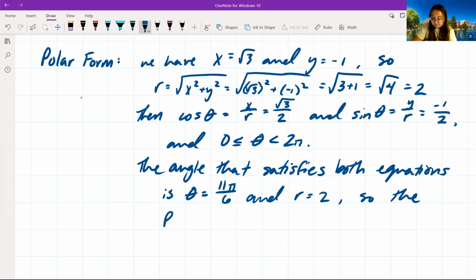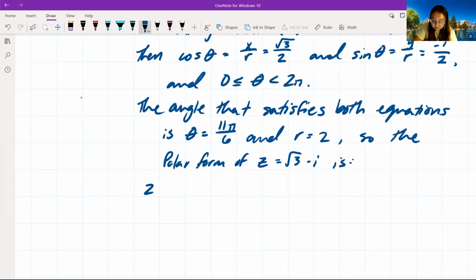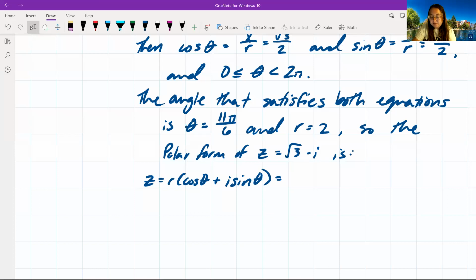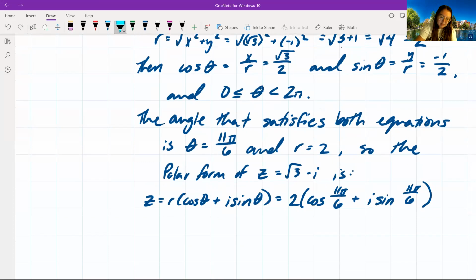So we can find the polar form. Remember our polar form was z is equal to r times cosine of theta plus i times sine of theta. So we write out that this is equal to 2 times cosine of 11 pi over 6 plus i times sine of 11 pi over 6. And this will be our polar form. As we see, we have rewritten our equation so that now we have r and theta written in their actual values.